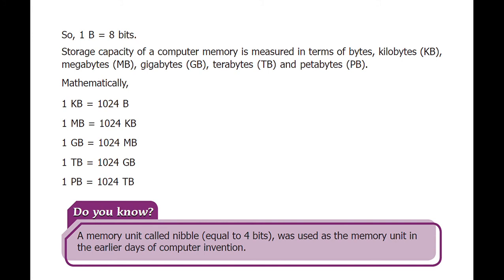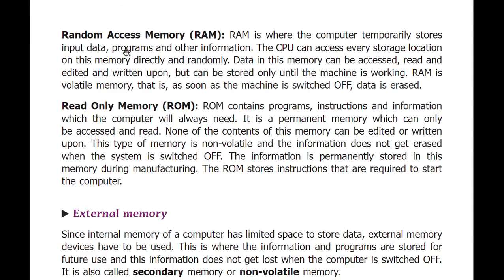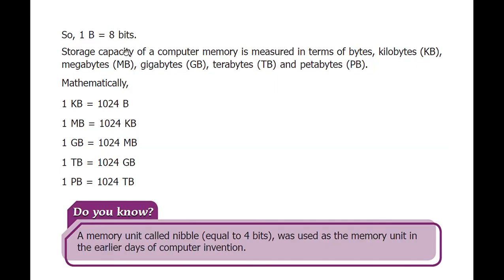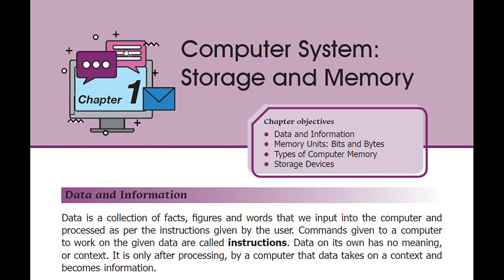Before, when computers were invented, now we have 8 bits, but before it was just 4 bits, not even 8. That was called a nibble at that time. Okay? Nibble. So you understood what is data, what is information, what are memory units, bits and bytes. 0 and 1 are called bits. If you combine a group of 8 such bits, it's called a byte. Next we'll study types of computer memory.